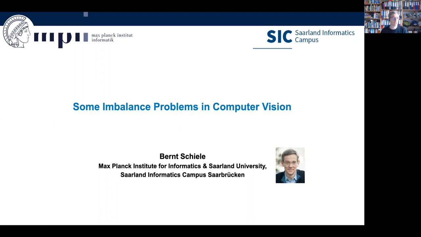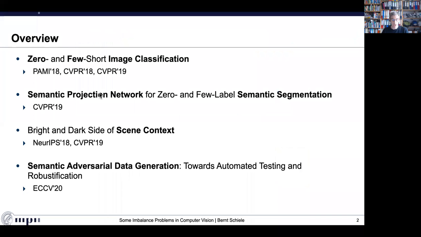I'm very happy to give here an invited talk at the Imbalance problem workshop at the ECCV. I think the topic of the workshop is extremely important in computer vision. Imbalance problems are really everywhere out there. And I want to share some of the work related to that space of imbalance problems here from my group.